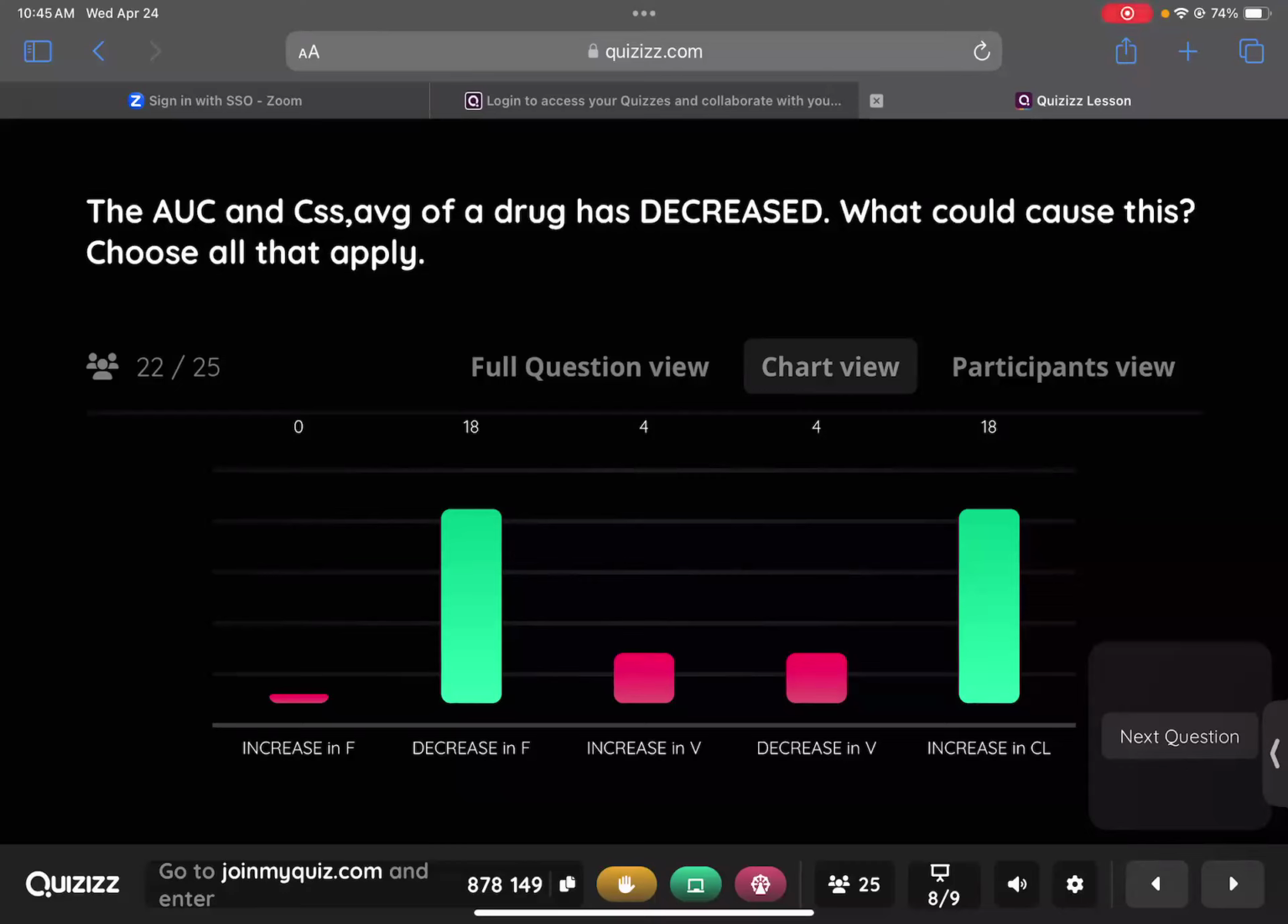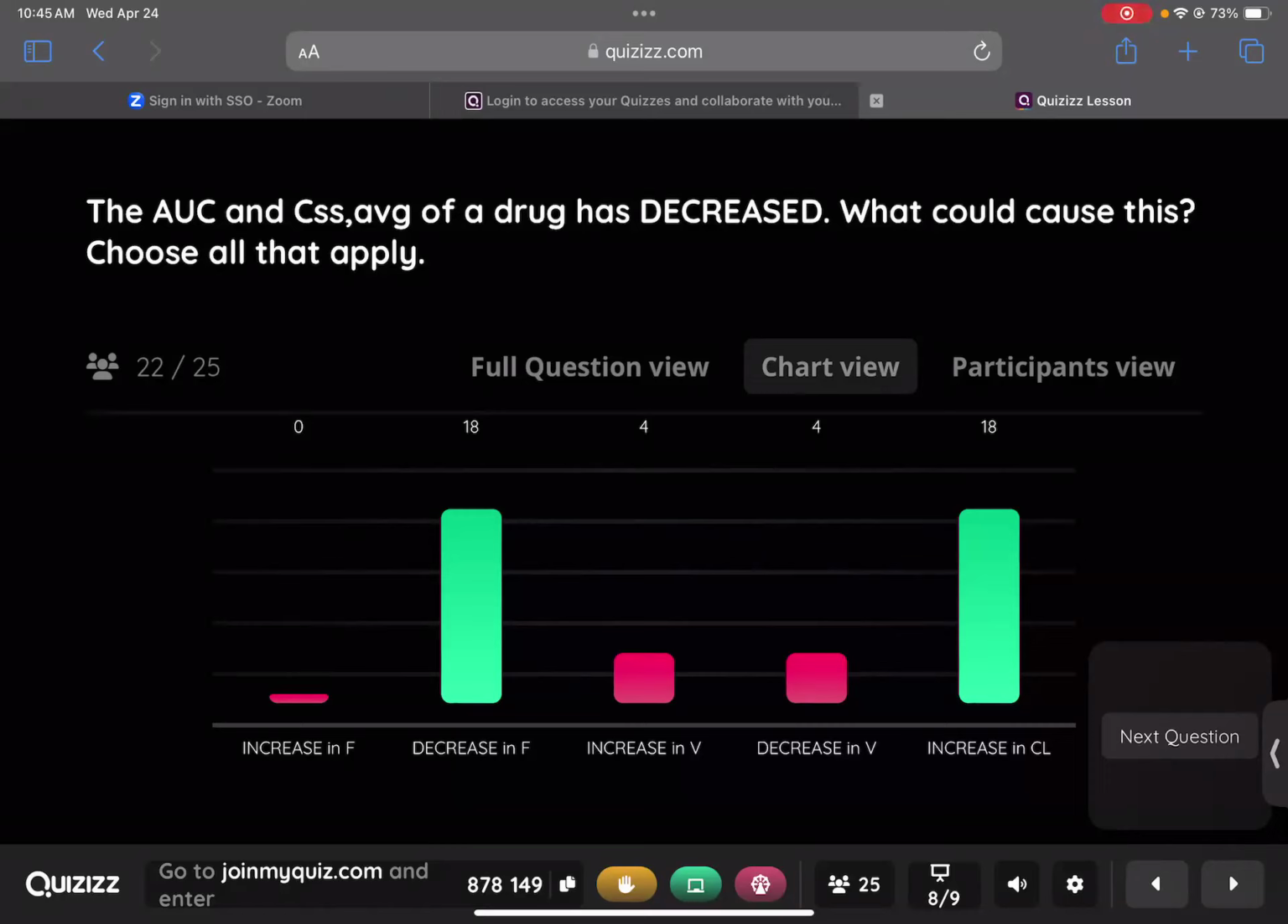The CSS average is not the average of the peak and the trough. It'd probably be close, but the average is determined using that exposure piece. It's the average exposure over that time period. So they really are determined by the same things. The equations are the same. We know that CSS average is bioavailable dose rate over clearance. Area under the curve is bioavailable dose over clearance, isn't it? They really are the same determinants.